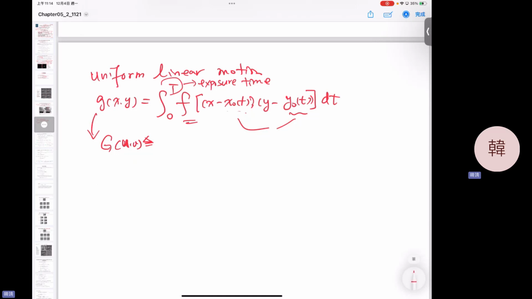Okay, x direction and y direction here. So let's try to do some Fourier transform and look at what result will happen. So what's the definition of Fourier transform?